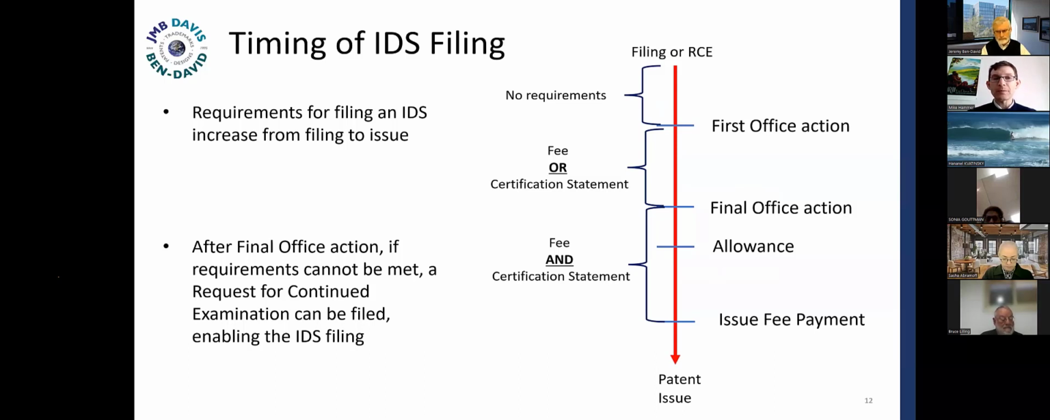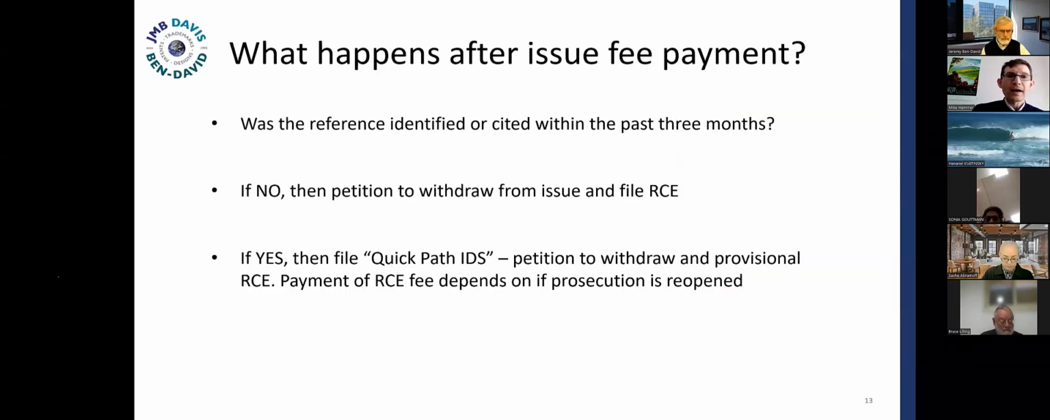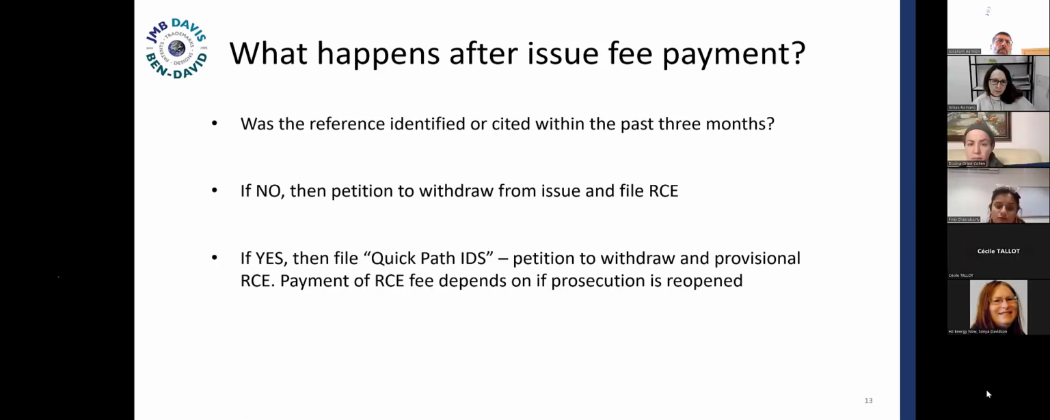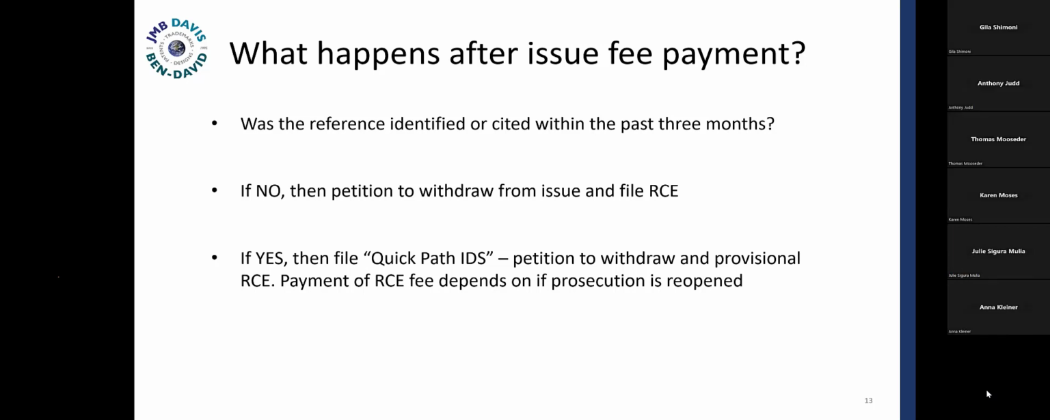If you become aware of something after the issue fee payment, Jeremy, next slide, please. Then things are even more difficult because you've paid the issue fee, your patent is on its way to issue, but you find out about this document. So what do you do? If the reference was identified or cited within the last 3 months, then what you can do is this kind of new pilot program with the USPTO called a Quick Path IDS. And ask for it by name. It's like a commercial. Ask for your Quick Path IDS by name.